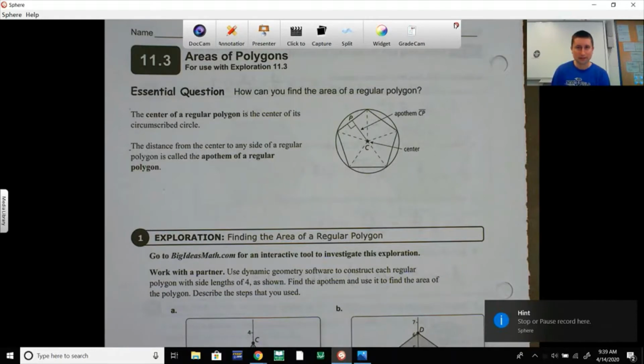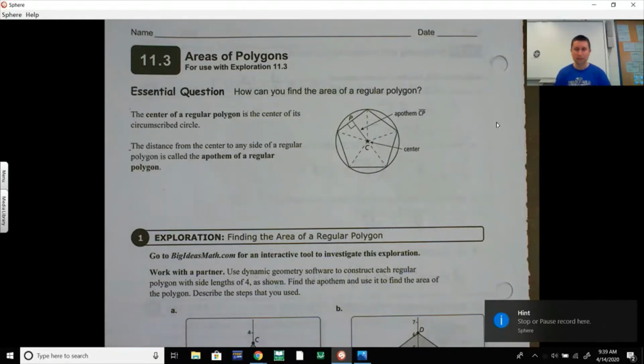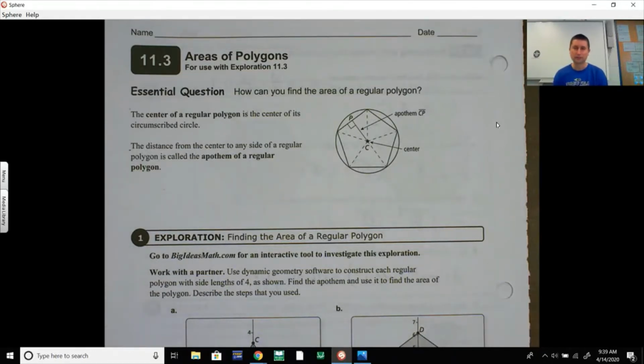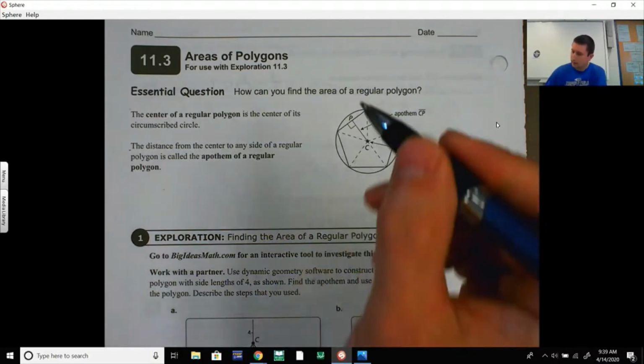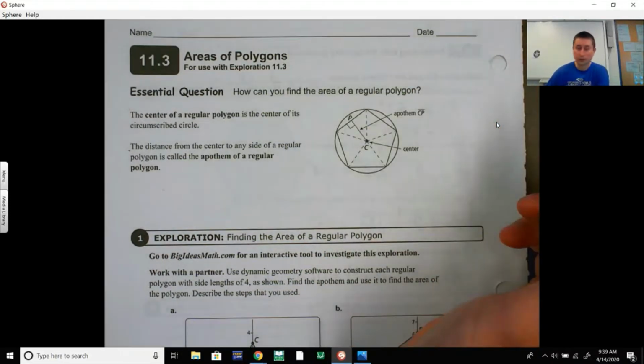Hello, geometry. This is 11.3, Areas of Polygons. This should be something new. We'll have some new vocab in here and a little bit pulling in from stuff we've done before, especially with triangles and circles and polygons that are inscribed in circles. So, jumping right in, the question is, how can you find the area of a regular polygon?